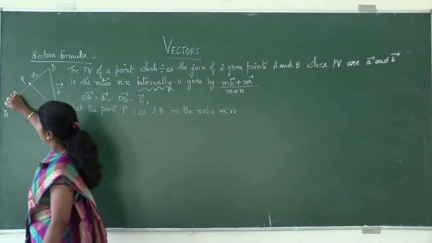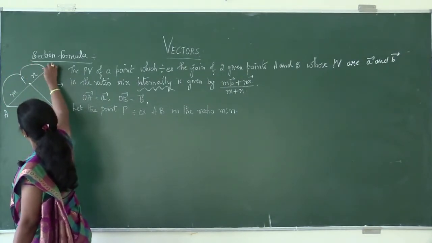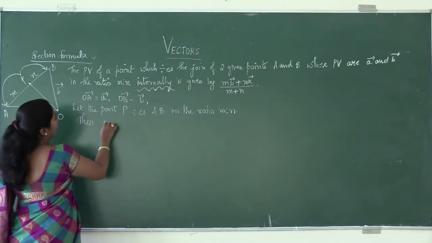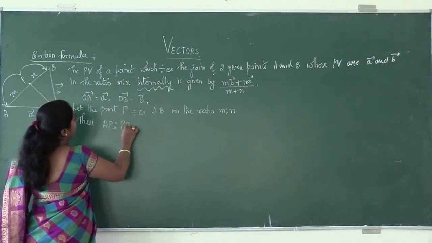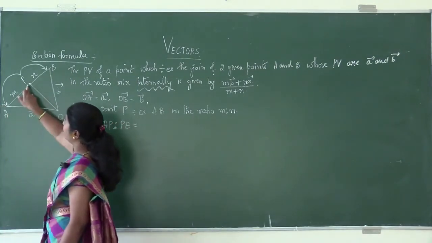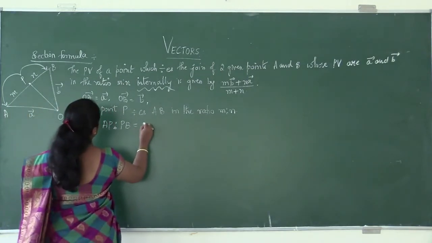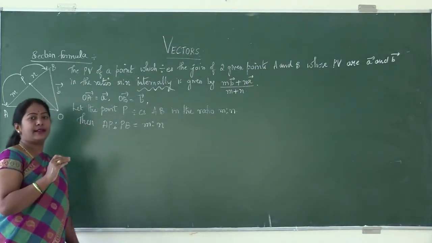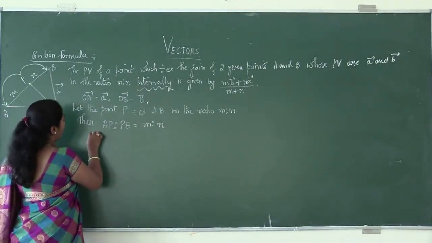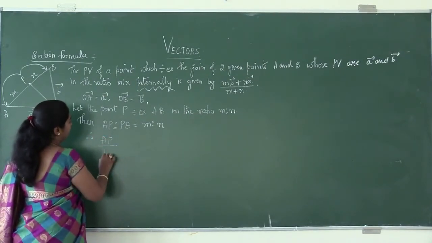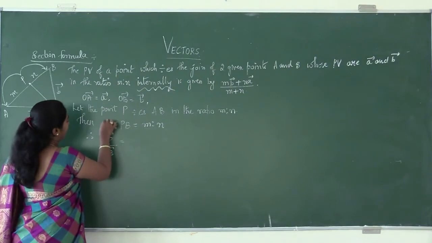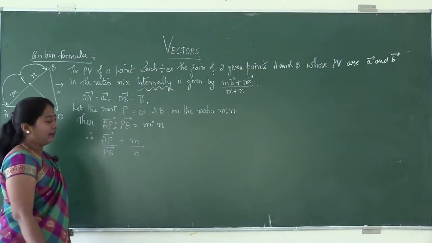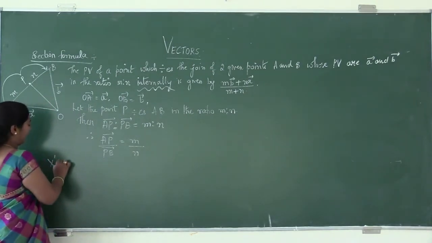Then, how do we define AP to PB? What will be AP is to PB? AP is the distance from A to point P, and the ratio is m. Similarly, PB will be n. So AP is to PB, we can rewrite as m is to n. Therefore, what is AP by PB? That is nothing but m by n. Clear?